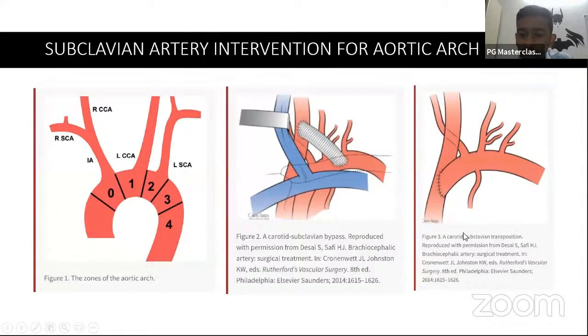Then there is a carotid subclavian transposition. This is a more difficult procedure in which the subclavian artery has to be mobilized so that it can be anastomosed in an end-to-side manner with the common carotid artery. This can also rarely be used on the right side in case of an aberrant vessel, in case the right subclavian originates from the descending thoracic aorta, compressing the esophagus, which we also call lusoria, causing dysphagia lusoria. In such cases, the reconstruction would involve a carotid subclavian transposition as shown in the third figure.